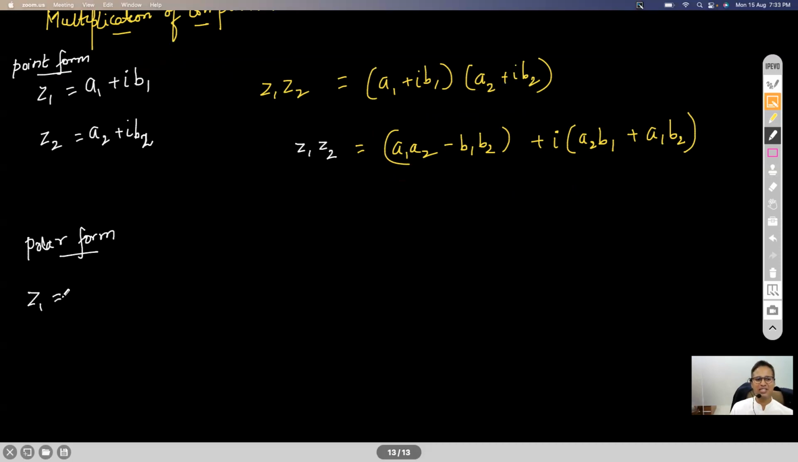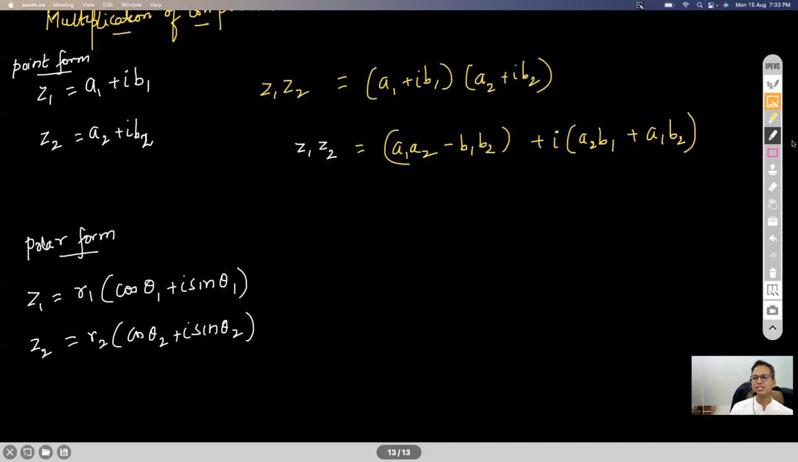So let's say my Z1 is R1 cis theta 1. But right now I'm not going to write it as cis. I'm going to write it like this. Okay. Now let's see what is happening.